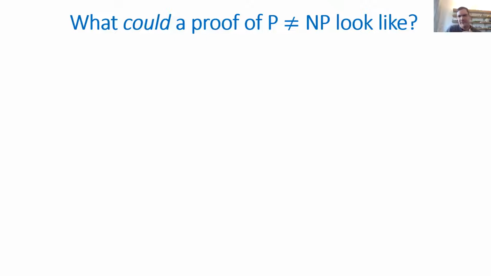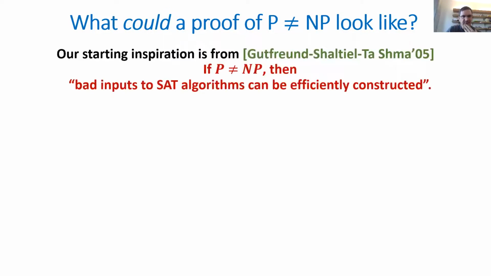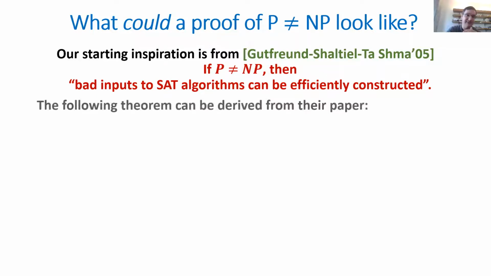So a beautiful paper of Gutfreund, Shaltiel, and Tashma is our starting point here. They showed that if P is different from NP, then bad inputs to SAT algorithms can be efficiently constructed. I would guess that most FOCS attendees haven't read this paper before. Maybe the result even sounds a bit weird, but I actually think it's important and the proof is very beautiful, so please go read it if you haven't. I can't cover it here.